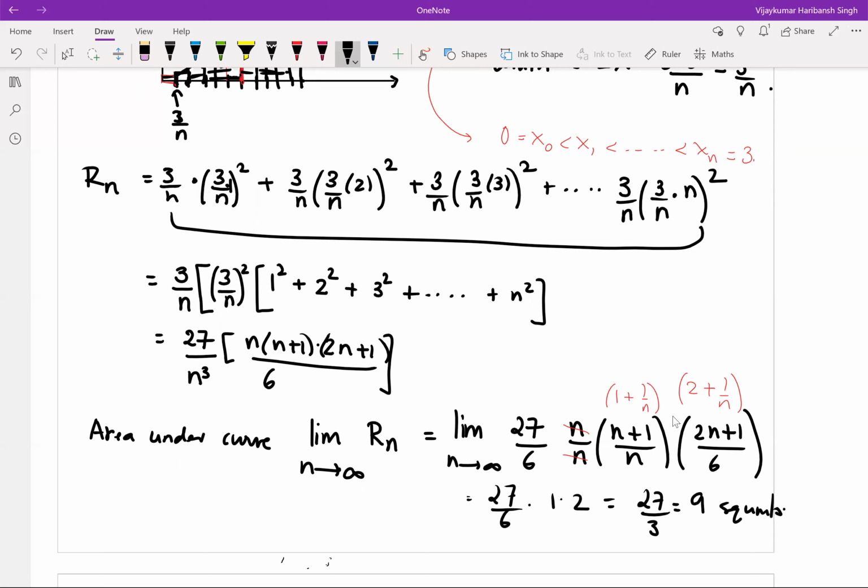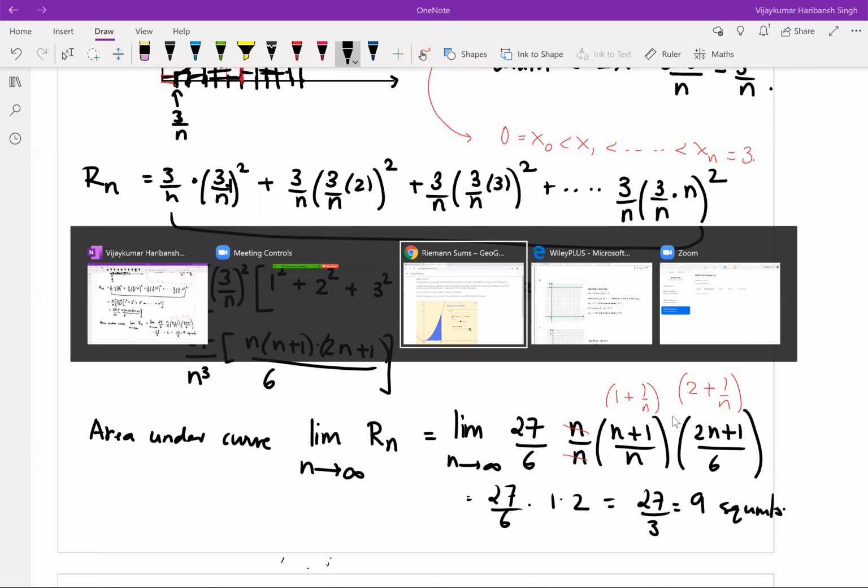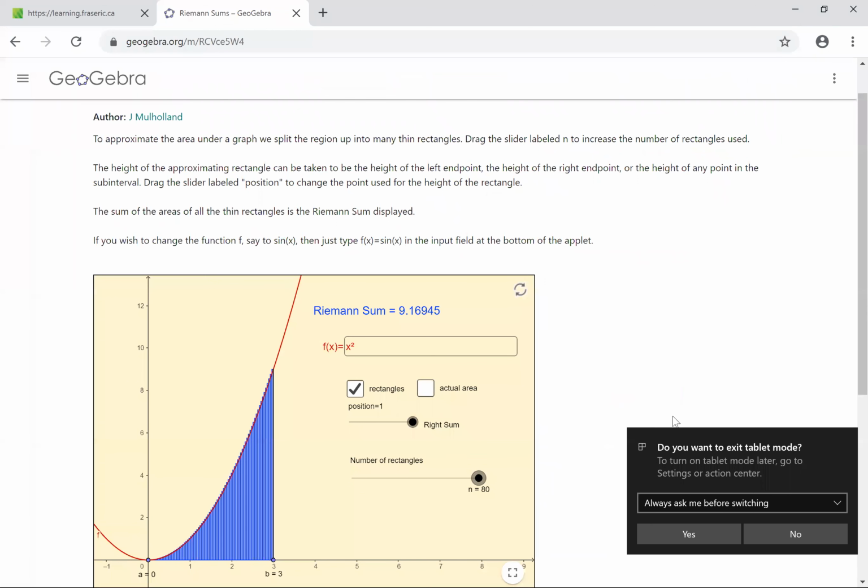So note that when we saw this on GeoGebra, you see the answer was very close to 9.1694, right? And this is not even going to infinity. This is only 80 rectangles. So the more rectangles you have, the better approximation you will get.